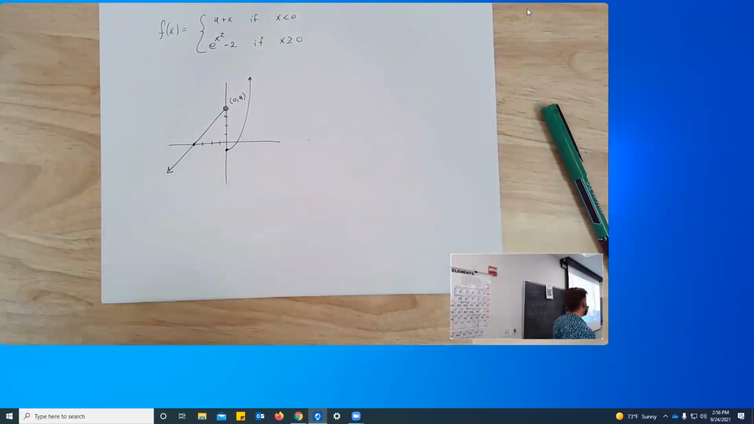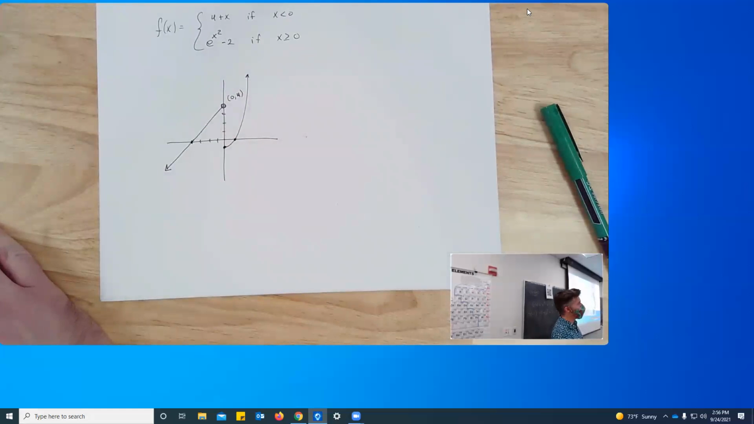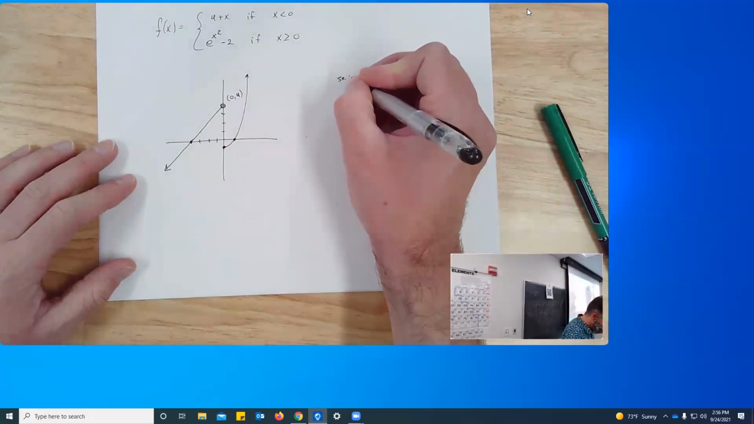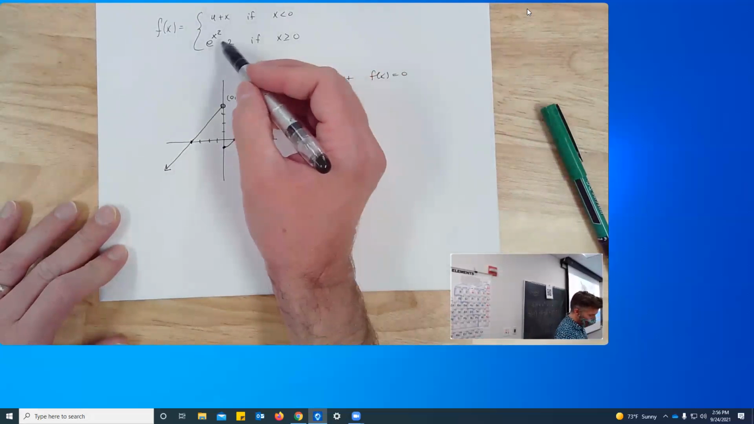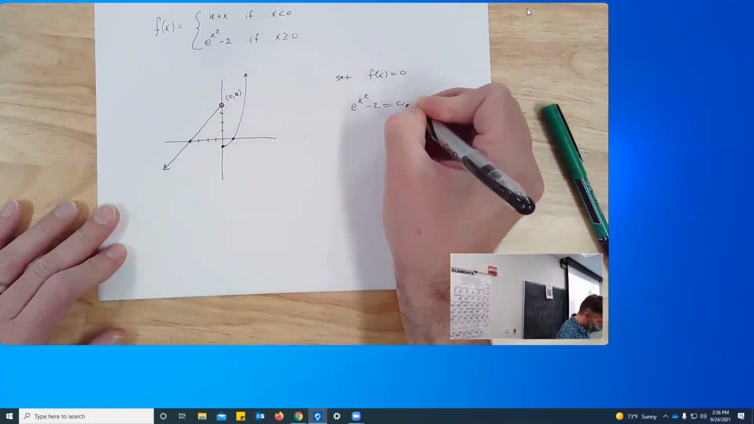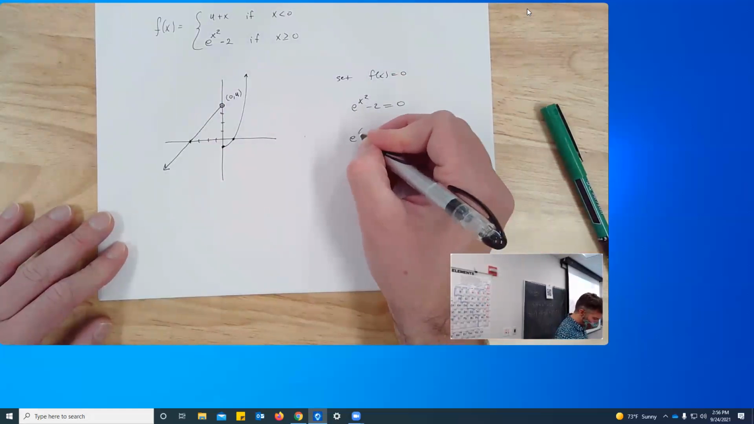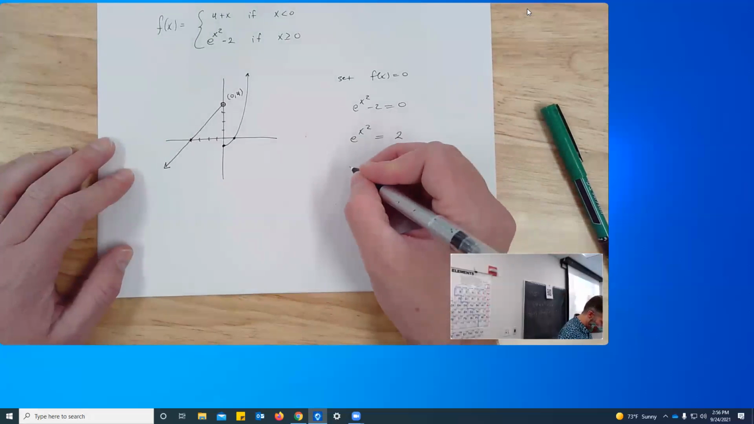If I were assigning this as a homework problem, I would probably expect people to find this x-intercept here. It's usually something people are looking for. So how do we find the x-intercept? We set y equal to 0, or the function equal to 0. Specifically, we're setting this piece equal to 0. So I'm going to solve for x. So e to the x squared equals 2. And then how am I going to solve for x squared? What do we do to get rid of an e? Take the natural log of both sides.